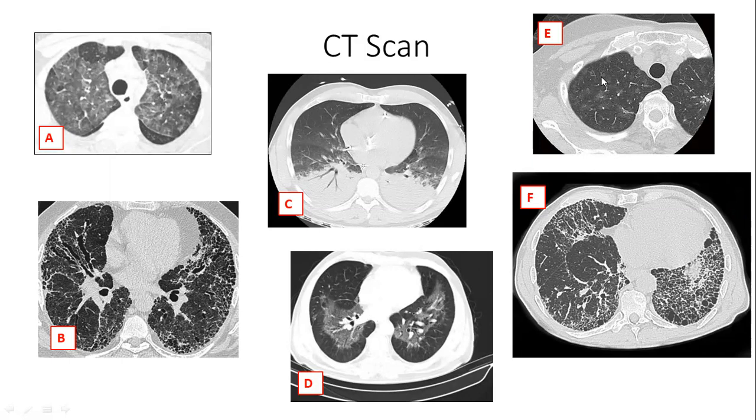Here's another example of ground glass. These are ground glass nodules. You can appreciate all throughout this lung, there are little discrete areas of ground glass. So it's also ground glass, but different from either of these patterns. And we talked about honeycombing. Here's some more honeycombing here.